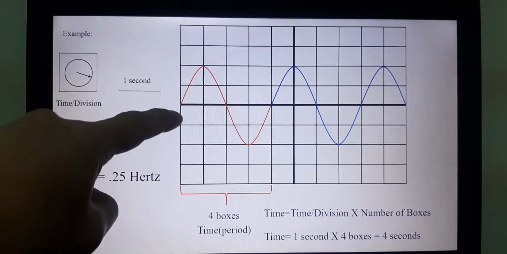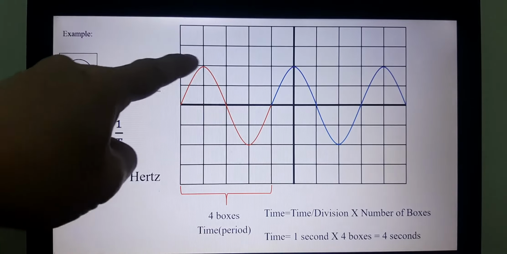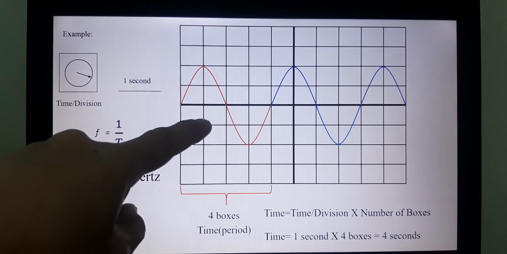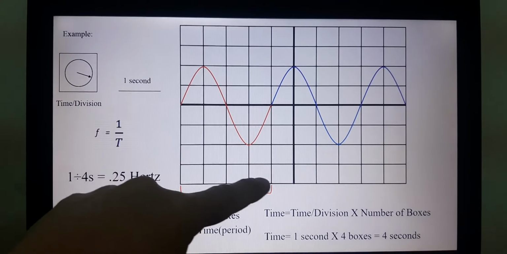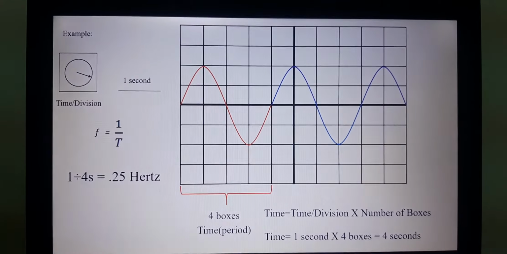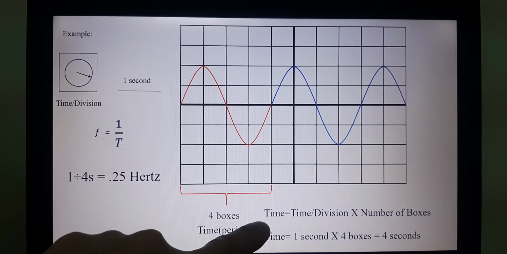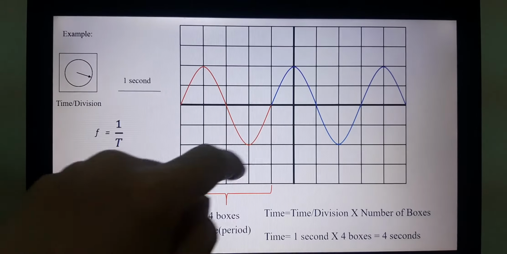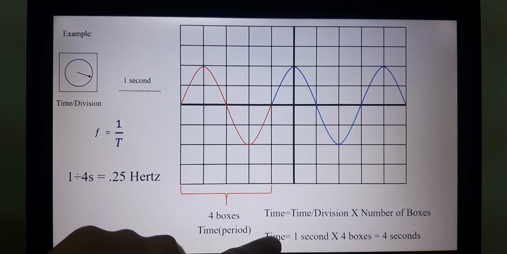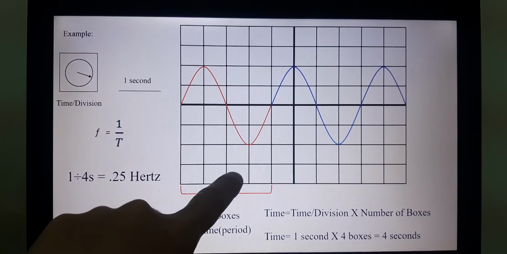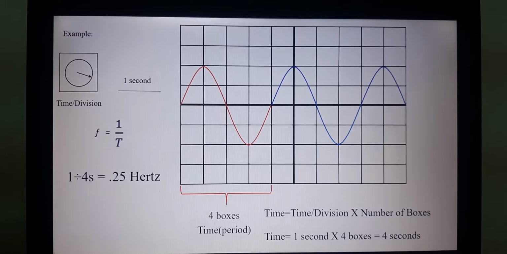This red sine wave represents 1 cycle. So this 1 cycle sine wave occupies a period of 4 boxes: 1, 2, 3, 4. To compute for this, time is equal to time per division times number of boxes. So time is equal to 1 second times 4 boxes, so we have 4 seconds.